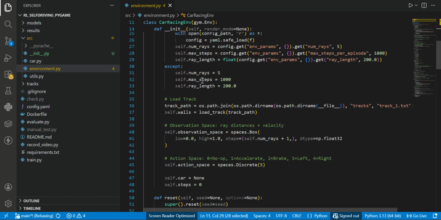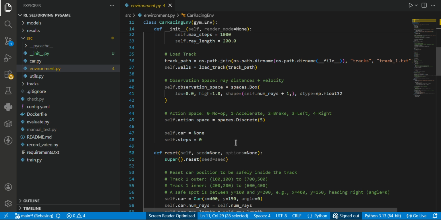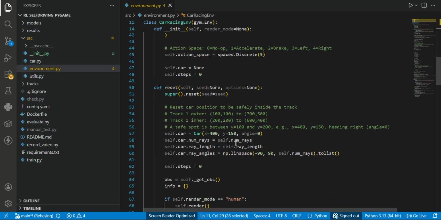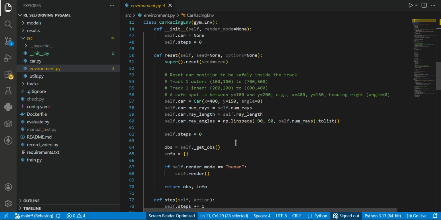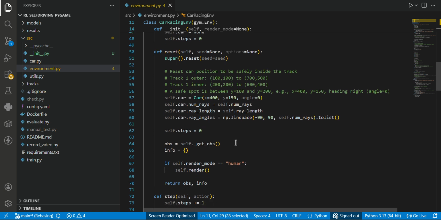The action space defines what the agent is allowed to do. In this project, the action space is a discrete set of 5 actions at any given moment. The AI can choose what action to perform. It's like you can either do nothing, accelerate, brake, turn left, turn right, etc. These actions are executed many times per second during the training. But the next question is, how does the agent actually see the track?